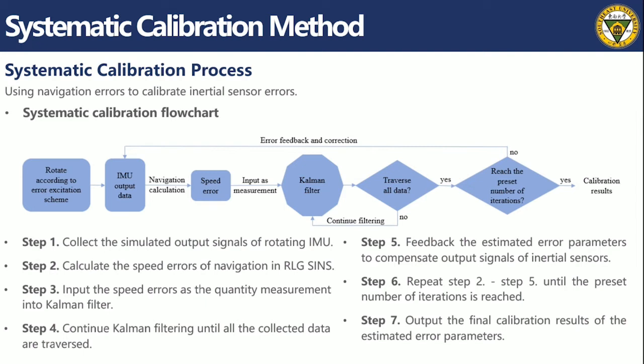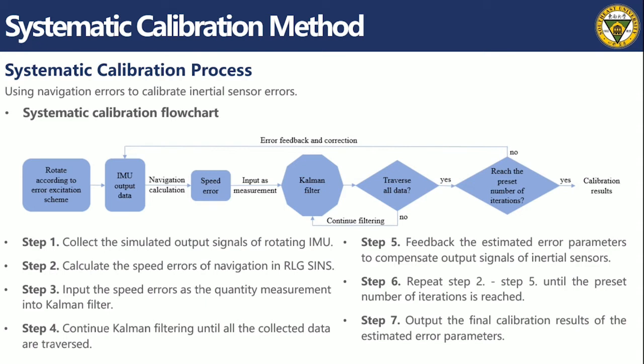At step 1, the IMU rotates according to the rotation error excitation scheme, which will be introduced in the following part. Meanwhile, the system collects the simulated output signals of the IMU. Step 2 calculates the navigation speed errors in RLG SINS. At step 3, the speed errors are input into the Kalman filter as a quantitative measurement. Then the system continues Kalman filtering until all the collected data are traversed.